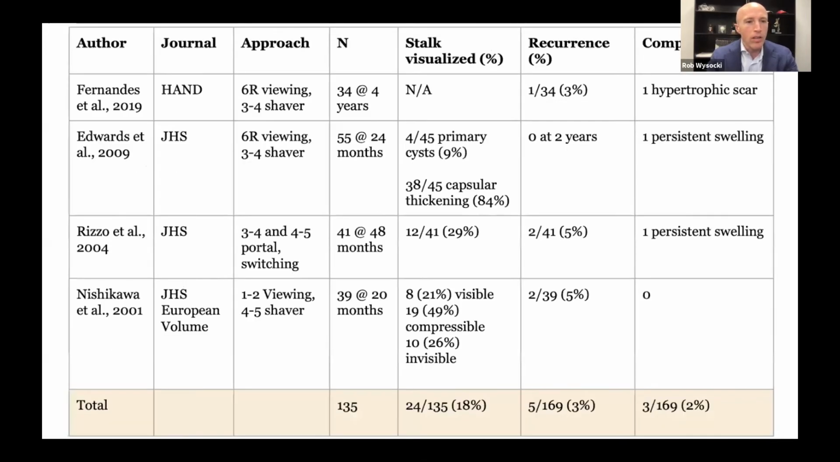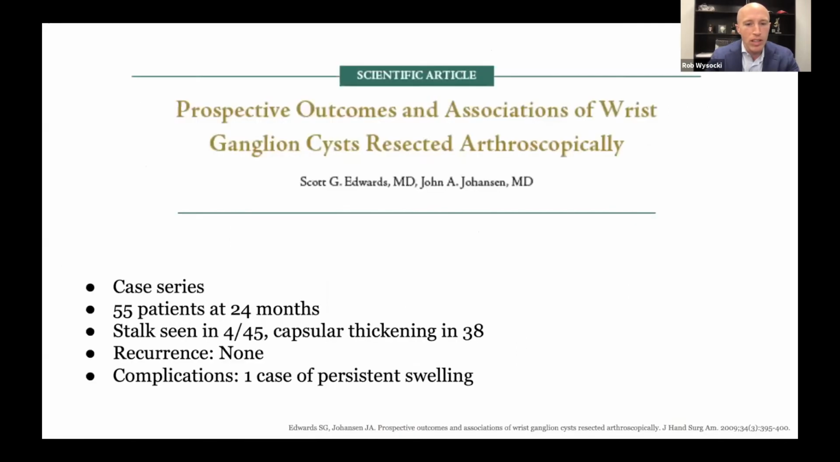We go down to the Edwards paper from 2009, exact same portal technique of the 6-4 and the 6R and the 3-4. A larger number of patients, 55, but only 2-year outcome. One thing they commented on here, which is commented on in several other studies that I'll highlight, is the presence of the stalk seen arthroscopically. You can see they state they only saw a stalk in less than 10% of their cases. Now remember, in Yao's series, it was 100%, so a stark difference.